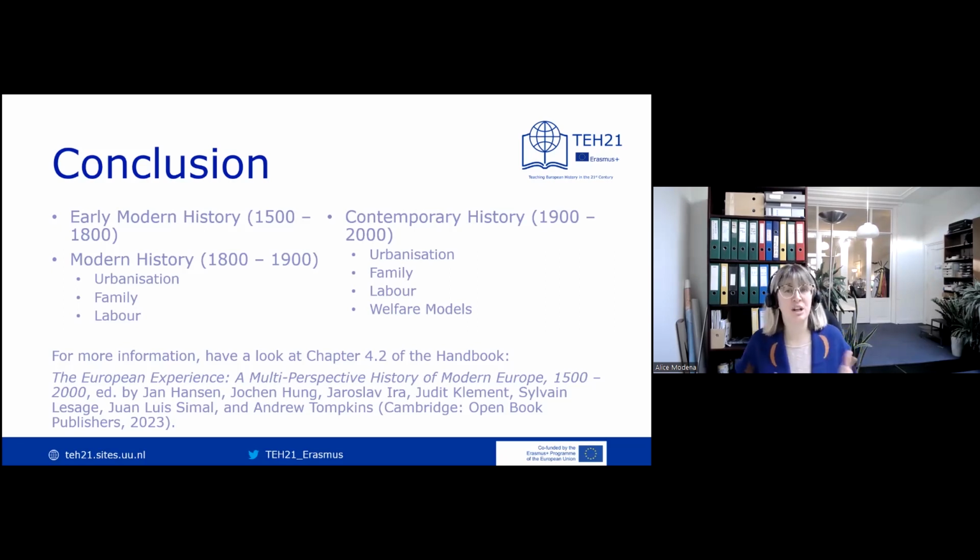Today, we've only barely scratched the surface by looking into early modern history, what was the status of social engineering and welfare in the time, and whether we can call what happened in the period social engineering. And then we looked at modern history and at contemporary history through the lenses of urbanization, family, and labor, and then a little bit into welfare models. The chapter goes much more in depth into all these aspects and provides so many examples. So I would really recommend that you just check it out.